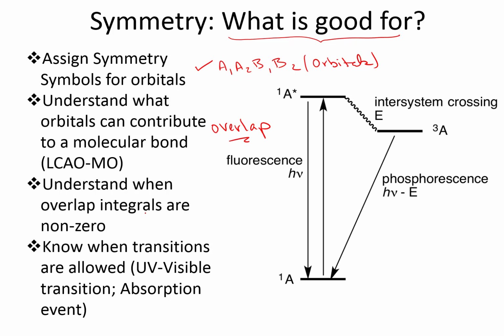We want to understand when these overlap integrals are non-zero, because when they're non-zero, that means a bond has formed or a transition has occurred. We can also know when transitions are allowed, let's say a UV-visible transition, an absorption event. And we can see something similar to this over in the Jablonski diagram, where we see the absorption of a photon bringing an electron to some excited state into an antibonding orbital. We can either get a fluorescence event or see it migrate through intersystem crossing to a triplet state.